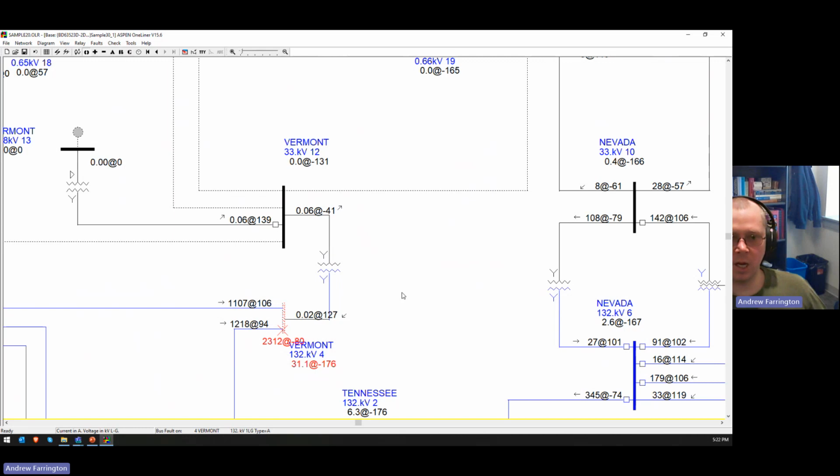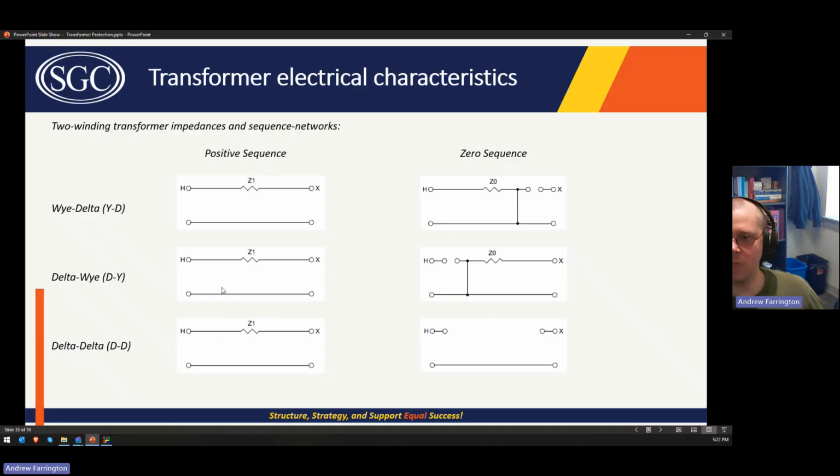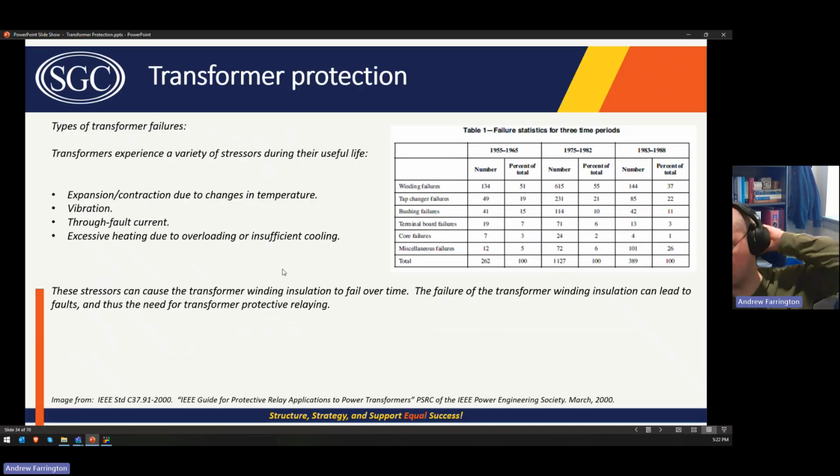Okay, I am out of time. I managed to get through everything I wanted to, although not in the depth that I wanted to. But we made it. So next time we will pick up on types of transformer failures, and then we'll start getting into protecting transformers.